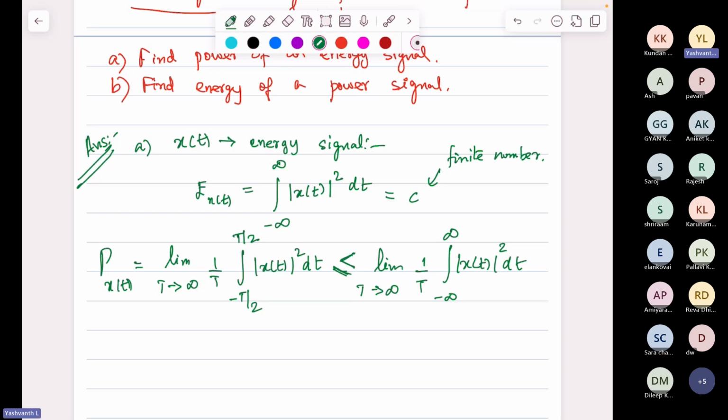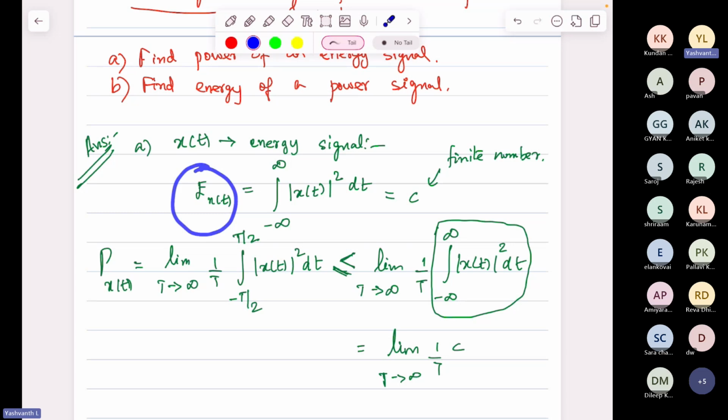Simple, right? I know this value. What is this value? What is that value? It is C, right? Because that's what is given: Ex of t is defined as energy, that is equal to C. And this is exactly equal to energy. So this is the limit as t tends to infinity of 1 by t times some finite number C.